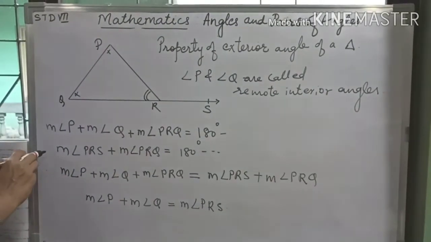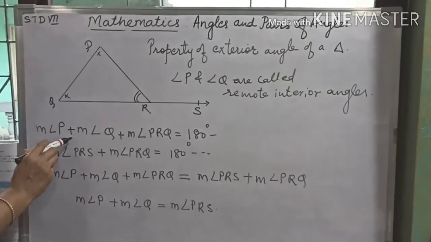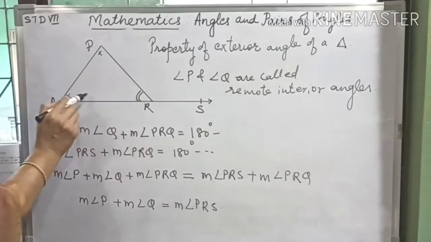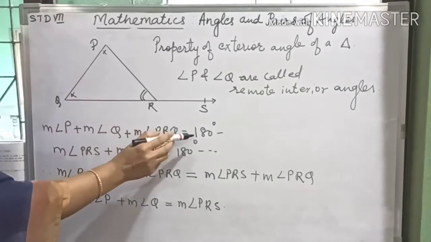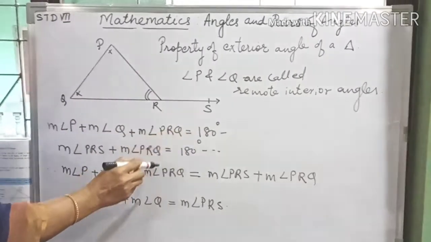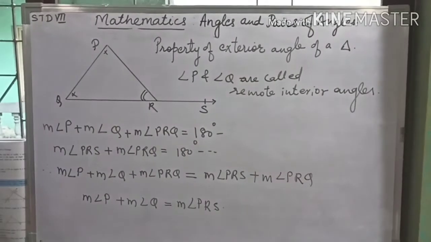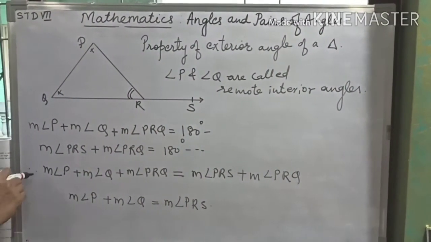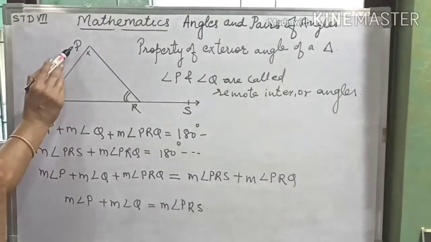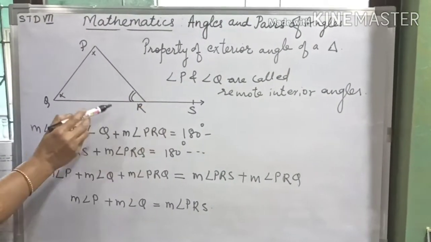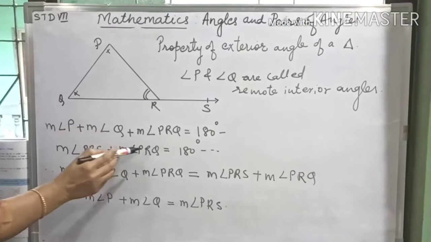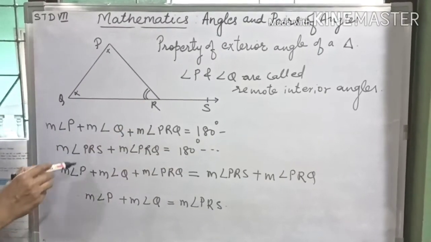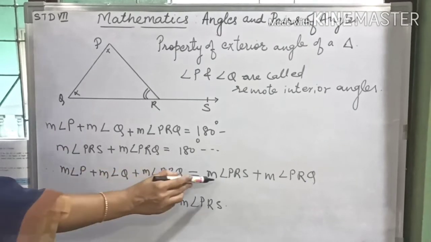Now we will move further. Measure angle P plus measure angle Q plus measure angle PRQ. These three angles of a triangle are equal to 180. We know that property of triangle, sum of the measures of the three angles of a triangle is 180 degrees. Then the next statement, measure angle PRS plus measure angle PRQ is equal to 180 degrees. They form a linear pair. So these two statements we are going to equate.